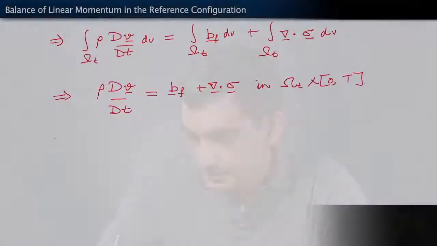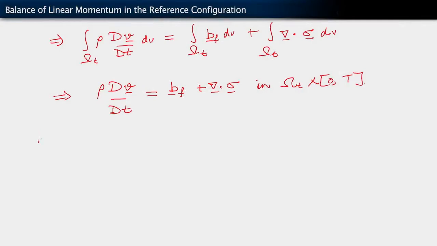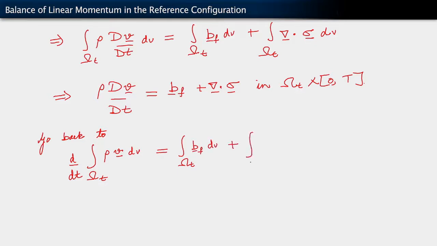Let me just say, go back to the form that we had as the last equation on the previous slide, which was integral over omega t. We were going to take the time derivative of this integral, rho v d little v, equals integral over omega t b f d little v plus, now properly, without having to worry about what we are doing at the boundary, sigma n dA.